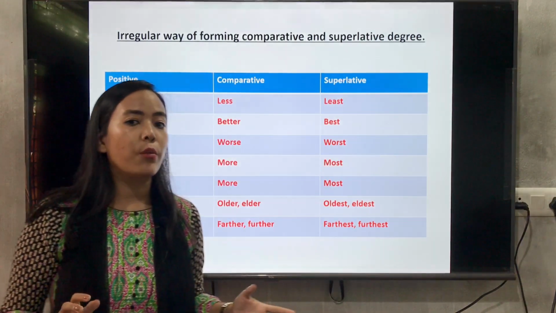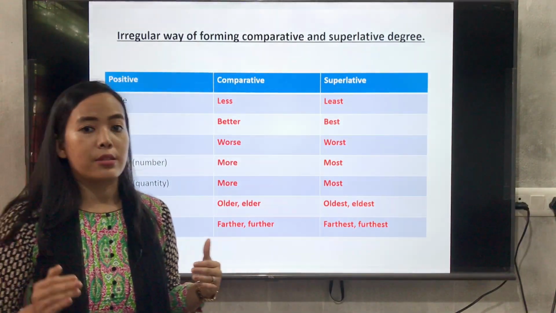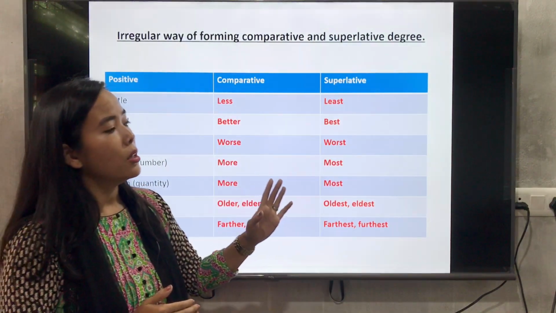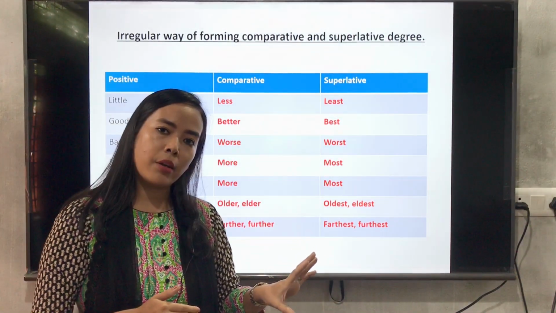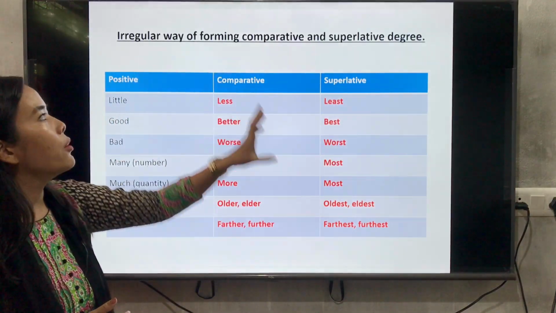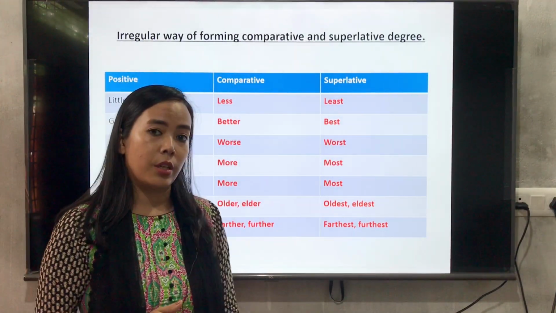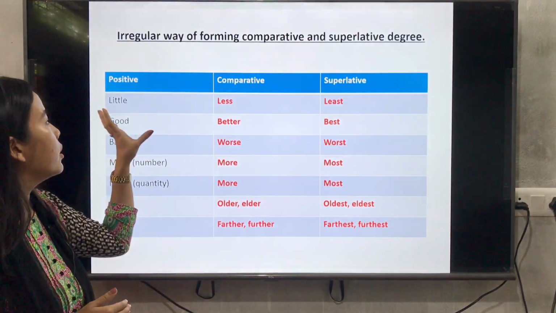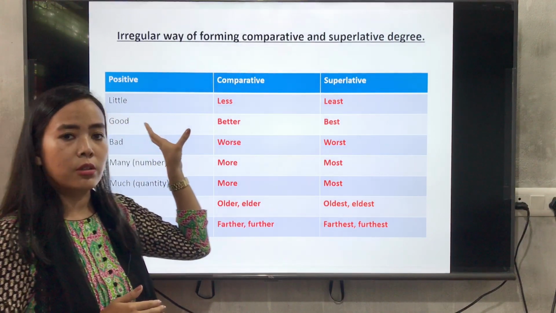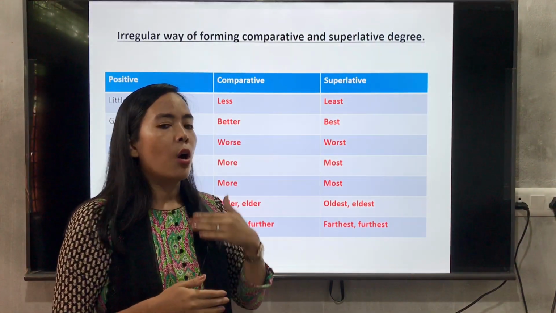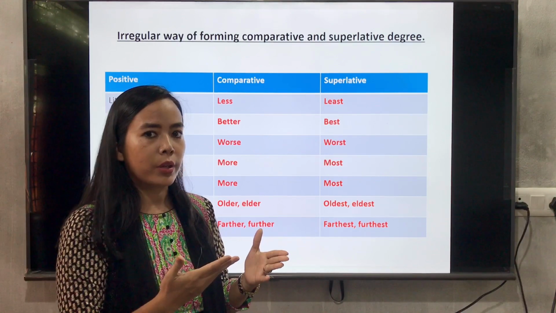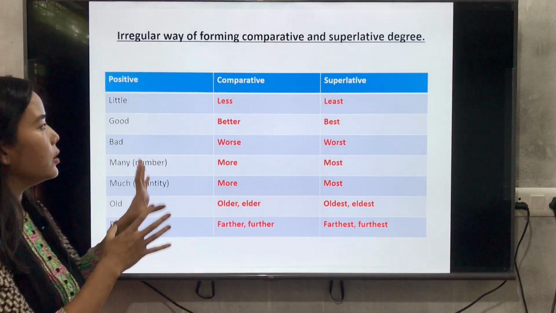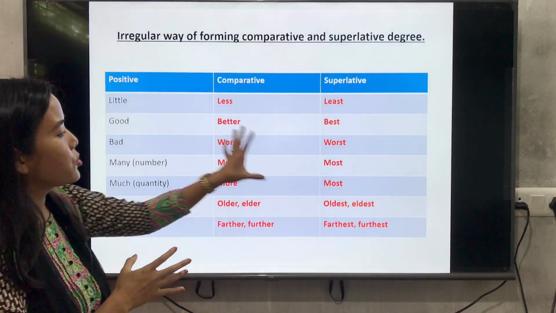So, students, let me tell you one thing. In English grammar, there is always an exception, okay? So, one exception over here while changing the positive degree into comparative and superlative degree is the irregular way of forming comparative and superlative degree. Now, I'll explain why it is called irregular form. Because in regular form, we add just ER or EST, or we change Y, okay, or we add more, most to the positive degree. But here, just look at this chart.